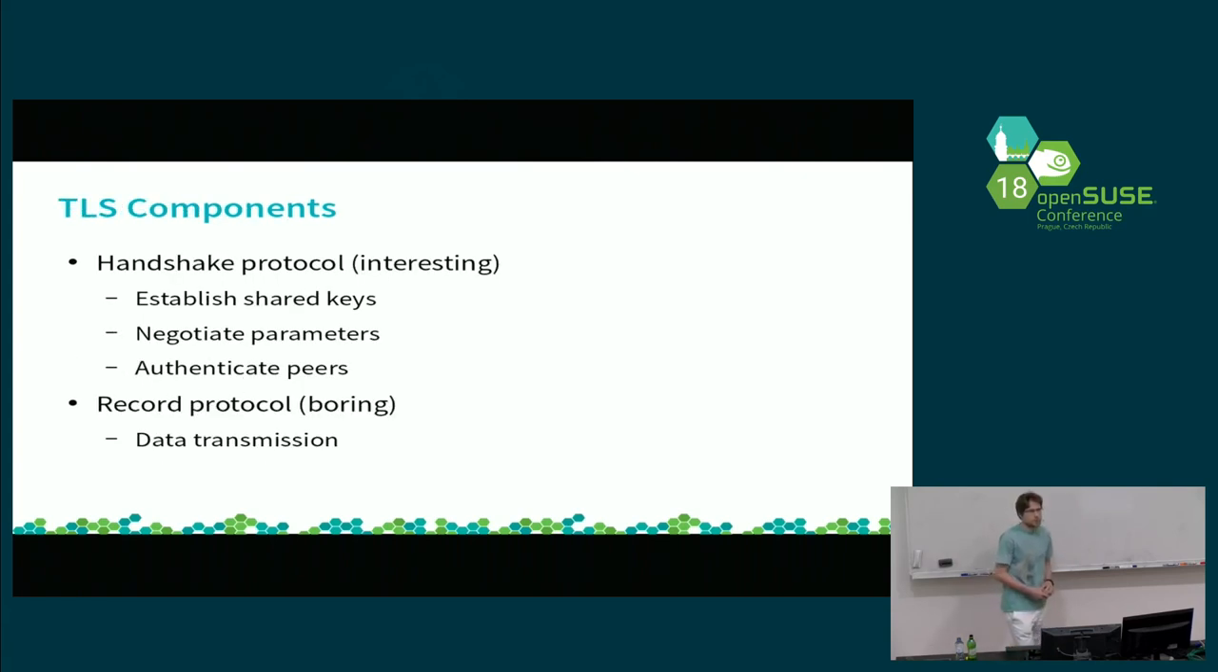The TLS protocol consists of essentially two pieces. The first and the more interesting part for us is the handshake protocol. It's used to establish the keys, the shared keying material. It also negotiates the parameters of the connection, and it's also used to authenticate one or both peers. The record protocol is the underlying protocol. It's used for the data transmission. It cuts the data into pieces, encrypts them with the symmetric cipher, and sends them over the wire.